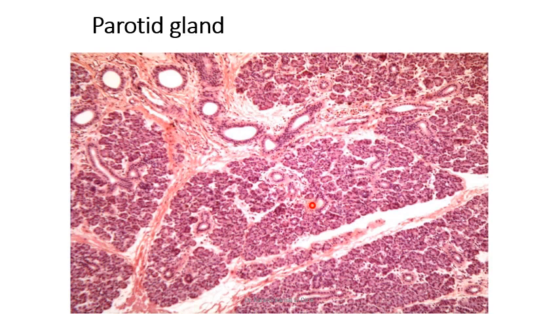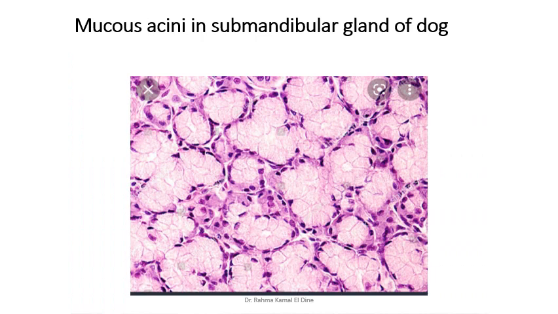While in the parotid gland, the serous acini are basophilic. Here are the thick trabeculae, and here are the intralobular ducts. If the gland shows mucous acini, which are large in diameter with a wide lumen, clear cell boundaries, and basal flat nuclei, it is the submandibular gland of the dog.